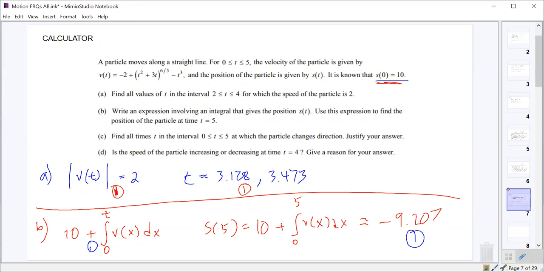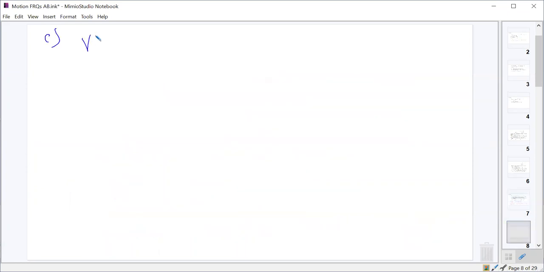All right, part C. We're looking for all time t in this interval 0 to 5 where the particle changes direction. So in order for the particle to change directions, the velocity must become 0 and then change from positive to negative or negative to positive. So first thing we'll do is we'll just set v of t equal to 0. And because you are so lucky to have a graphing calculator on this problem, you'll get 2 different values for that, 0.536 and 3.318.